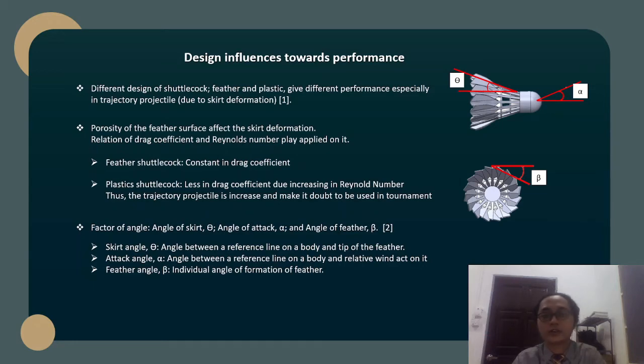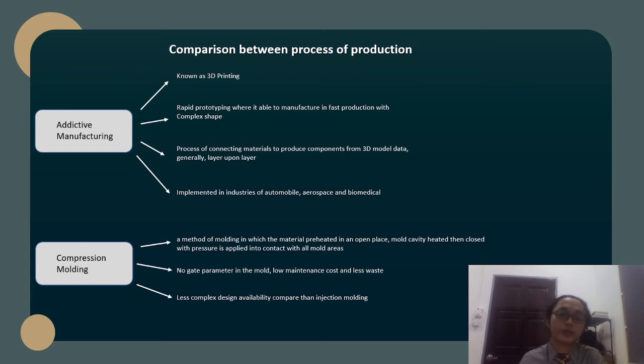The next point for literature review is comparison between processes of production. There are three processes compared for this project to select which one is suitable for artificial shuttlecock production, which are additive manufacturing, compression molding, and injection molding.